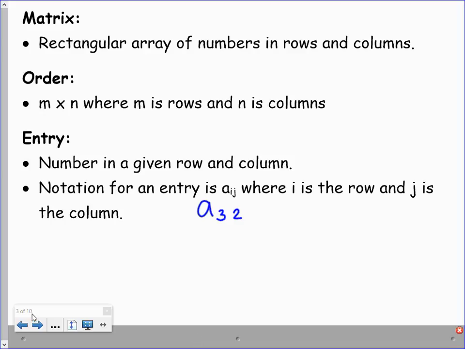Okay. Next up, we want to talk about the order of the matrix. So remember, order is rows by columns. My first example is a matrix with 2 as an entry. What is the order of that matrix? How many rows? 1. How many columns? 1. So my order is 1 by 1.